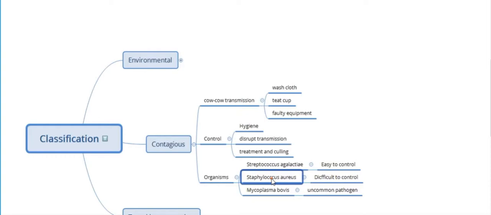But certain organisms like Streptococcus agalactiae that cause contagious mastitis are rather easy to control. Mycoplasma bovis is another organism that spreads from cow to cow, but it is an uncommon pathogen.